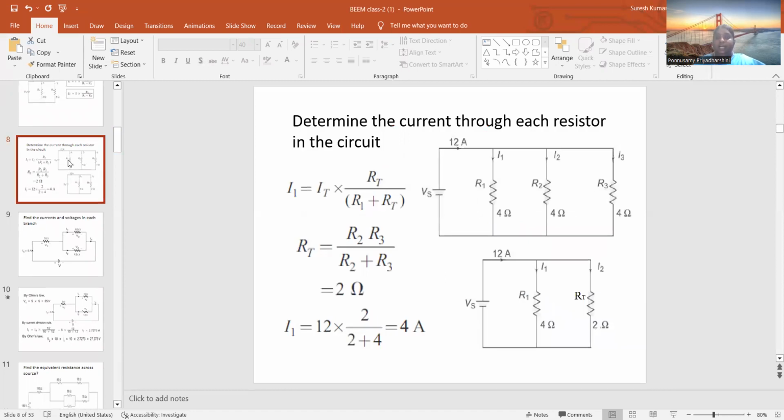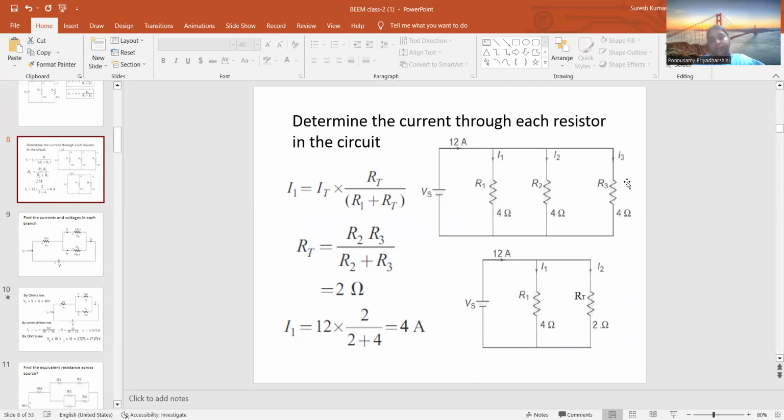So determine the current through each resistor. So this is the problem they have given. They are asking us to find out what is the current flowing through each resistor, I1, I2 and I3. So for example, I1 is equal to the total current which is flowing through the resistor of 12 ohms. That is from the supply. If I want to find out the I1, I should use the opposite resistor.